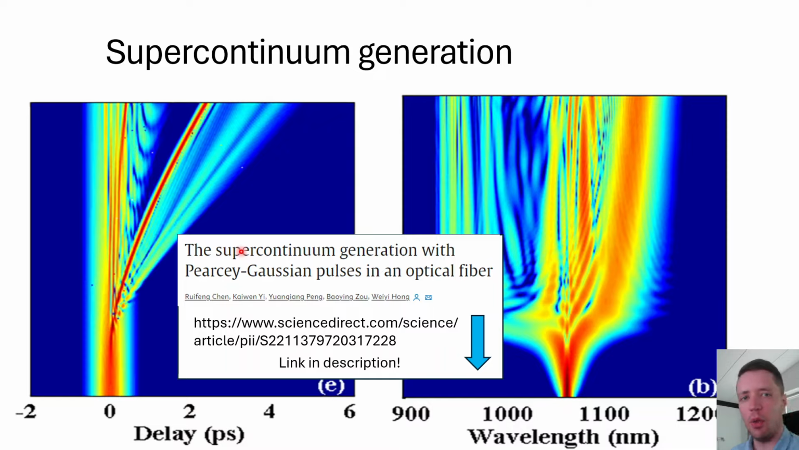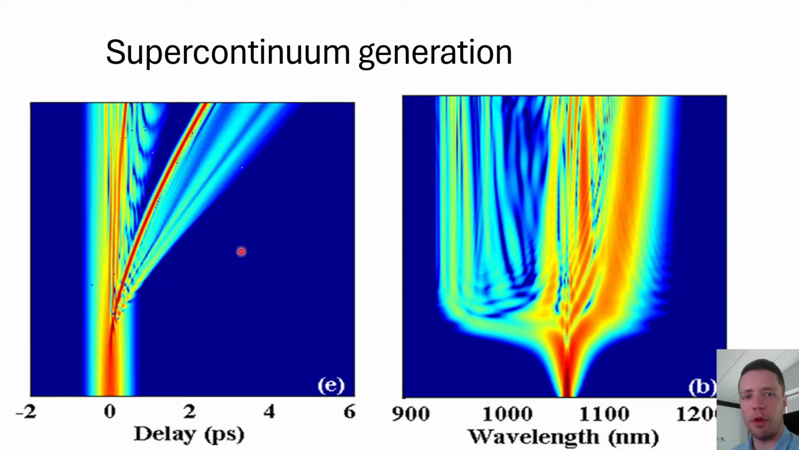Now, I've been working on my own implementation of the split step Fourier method for solving the generalized nonlinear Schrodinger equation, and to benchmark my own code, I've decided to recreate the graph shown in that paper here. So if I overlay my own results on top, you can see that there's a pretty good match between the two.